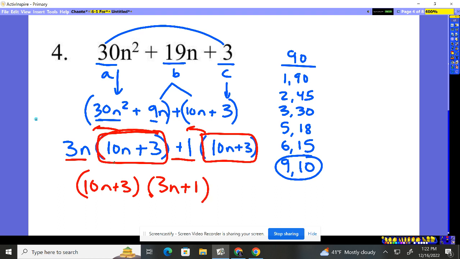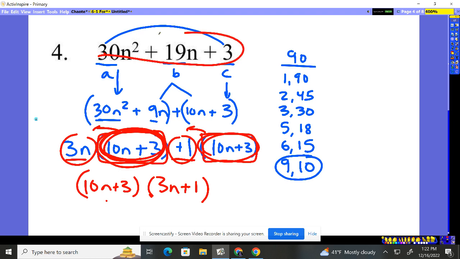Now, you're always going to get, when we do this factor by grouping, something there and there. They're going to be the same. You just put them right here, and then you simply put what is left here. This binomial now, 10n plus 3 times the binomial 3n plus 1, will give us that right there. And that's how we bust b to break it down into the product of two binomials.